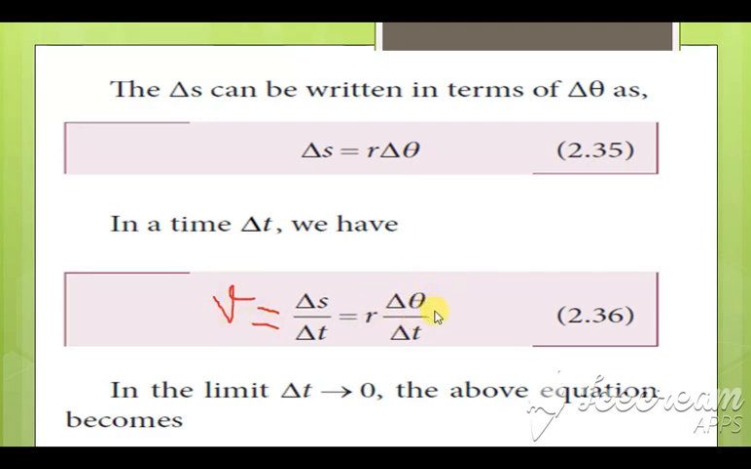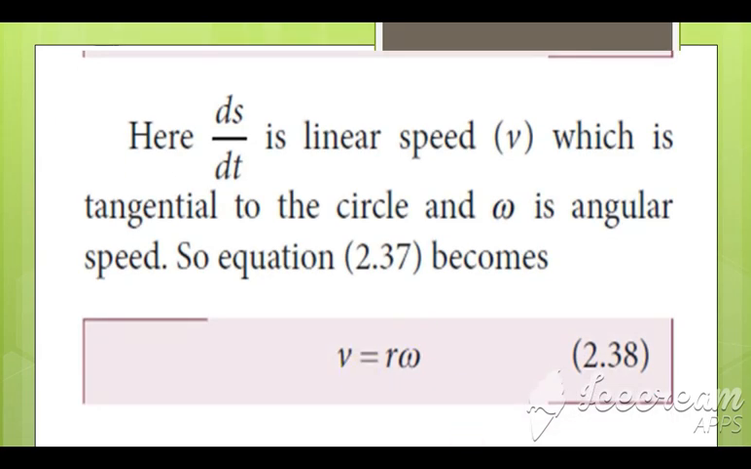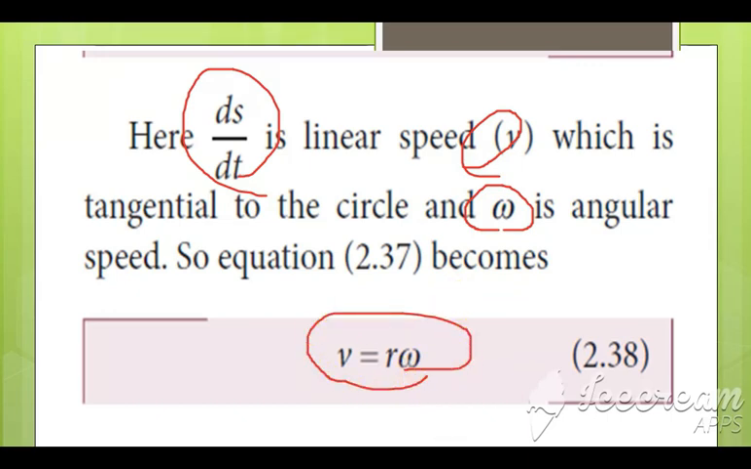Here theta is the angular displacement. So angular displacement by time taken can be written as omega. So instead of this we are writing v, and instead of this I am writing omega. So we get v is equal to r into omega. Okay, so that is the next equation which we will be writing: v is equal to r into omega. How we are writing this is ds by dt is v, and omega is the angular speed.